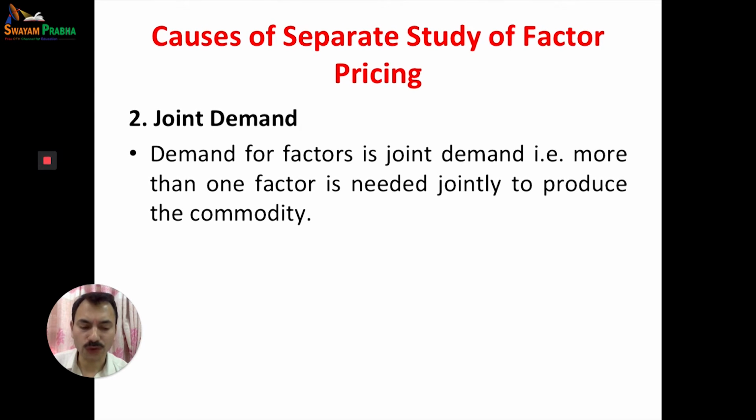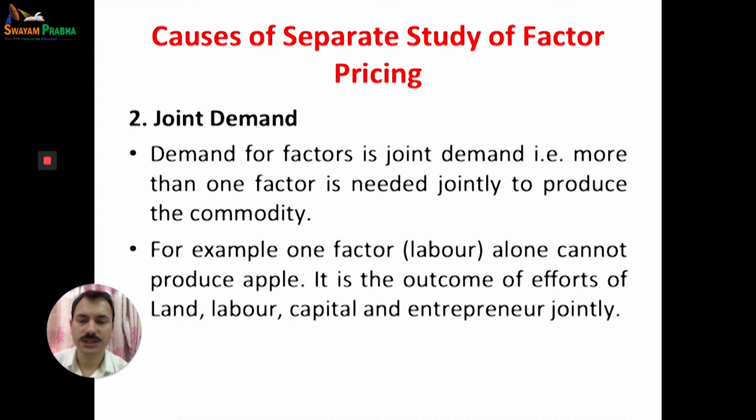No doubt there are four factors, but the demand for these factors of production is joint, whereas demand for a commodity is individual; there is no need for joint demand in that case. For example, one factor, labor, alone cannot produce an apple. It is the outcome of the efforts of land, labor, capital, and entrepreneur jointly.